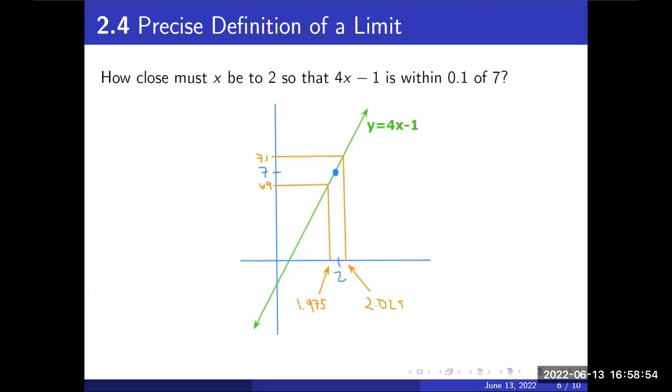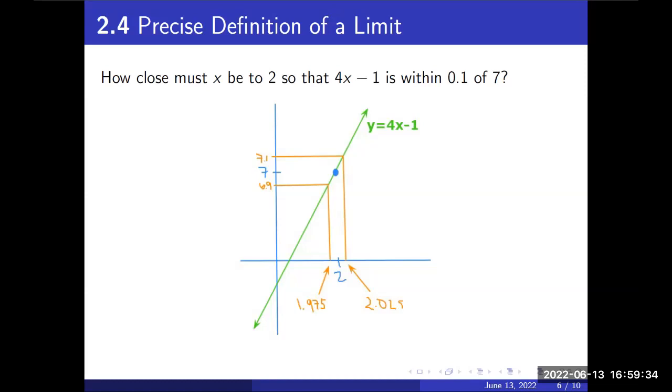If we were to plug this value in, we would get 6.9. If we were to plug that in, we'd get 7.1. So we can tell that if our x value falls within this little window, this little cloud, then our y value is going to fall within this slightly bigger cloud on the y-axis. Okay, that's kind of nifty, I guess. Where's this going? How is this leading us to a more precise definition? We're building it. We're getting there.